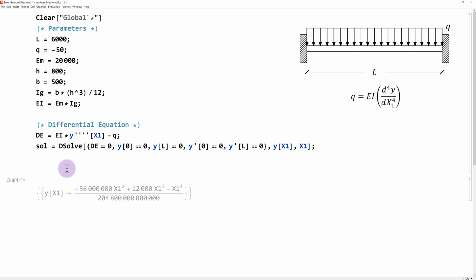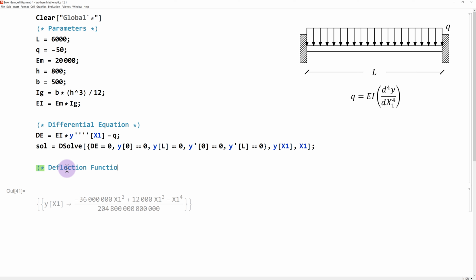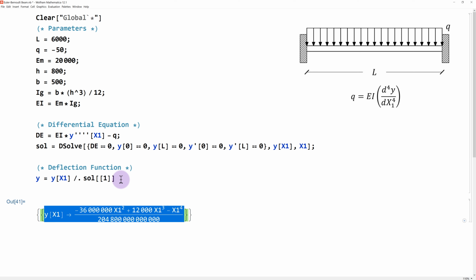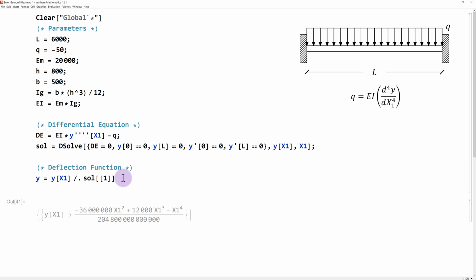So what we need to do is we need to define the deflection function. So I'm going to create a new section, and I'm just going to call this deflection function. All right, so what I want to do is I want to take this right here, just the differential equation solution, and store that by itself as a variable. How do we do this? Well, I'm going to go y, which is going to be my deflection function, is equal to y of x1 when solution of 1. Basically, y is equal to y of x1 when, and then down here, x1 approaches this value. All right, so it's kind of hard to picture, but this is how you do it.